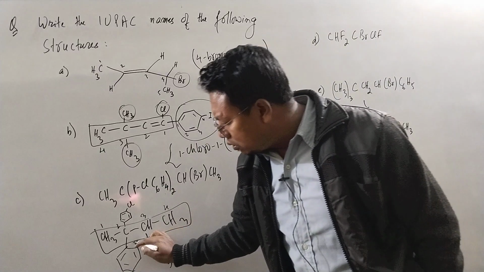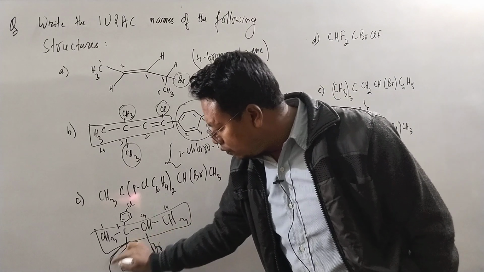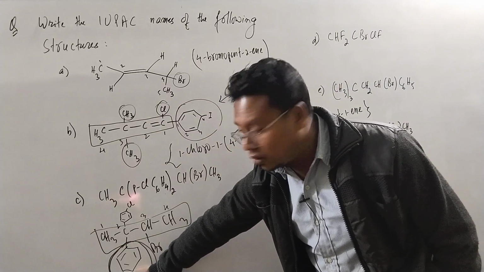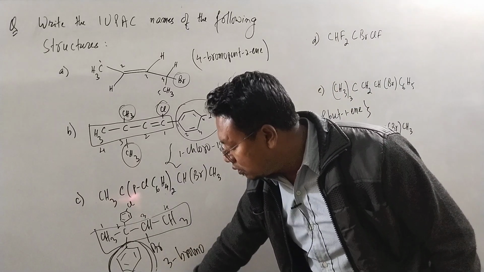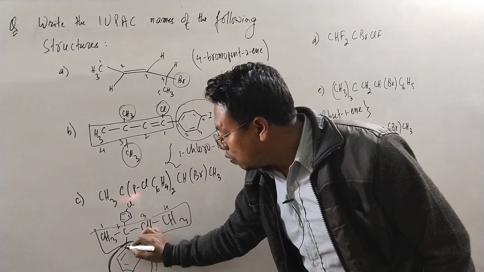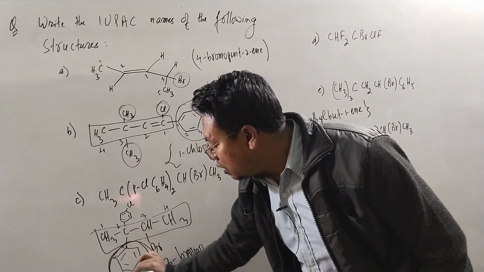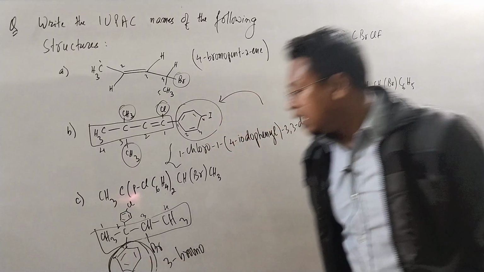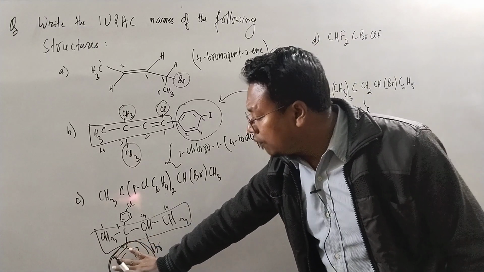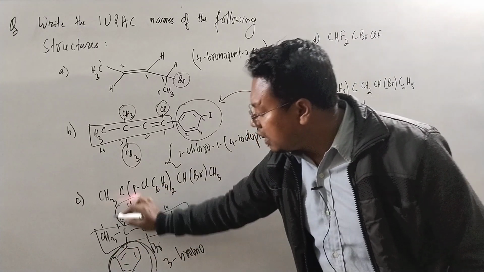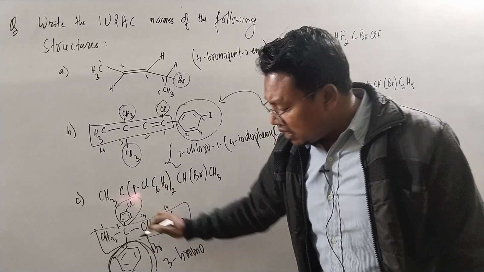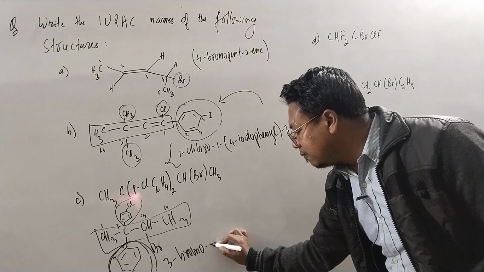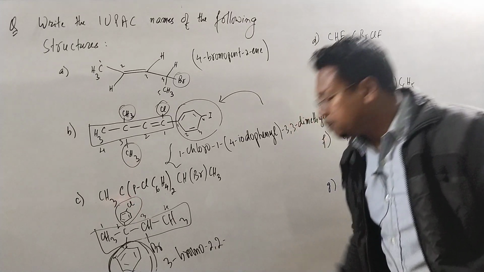Now, what will be its name? If chlorine is not there, then phenyl, 2-phenyl. But chlorine is there in the 4th carbon atom. See, chloro, this is chlorophenyl. There is another chlorophenyl here. So in the second carbon atom, there are 2, 4-chlorophenyl. So we can write like this: 2,2.